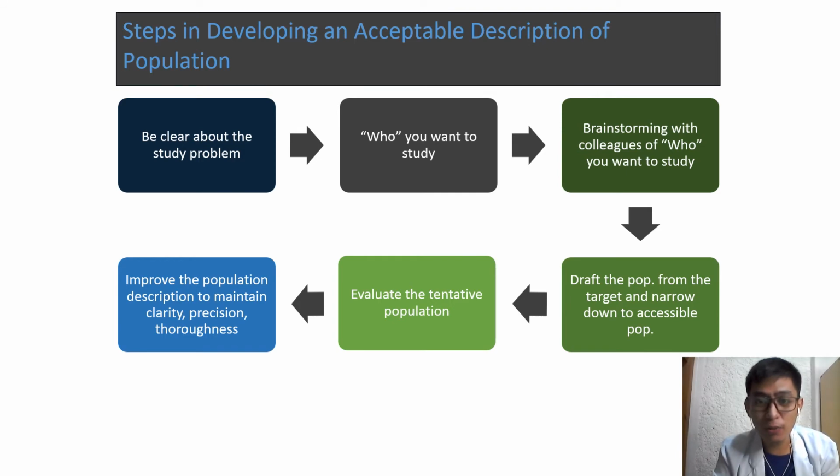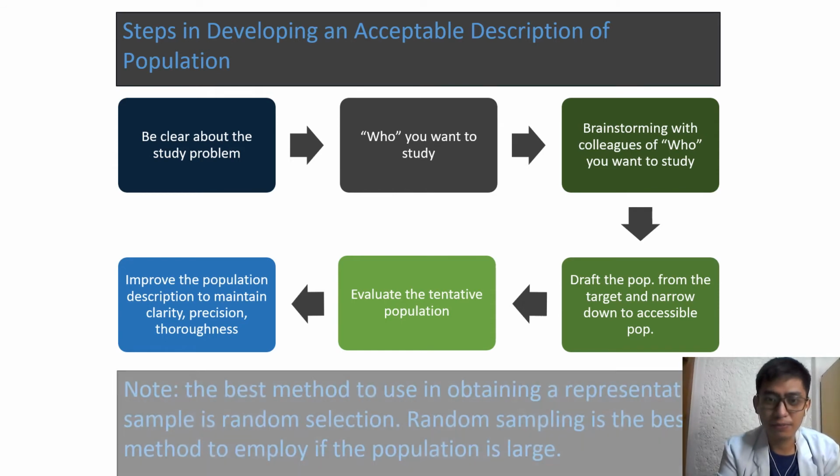Next is evaluate the tentative population. Again, let's go back to your objectives, your statement of the problem, and significance of the problem. And last, improve the population description to maintain clarity, precision, and thoroughness.